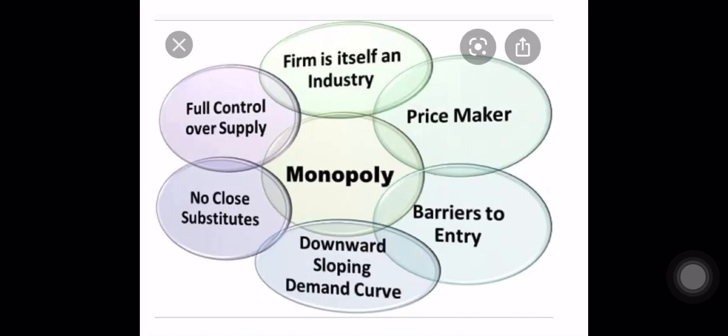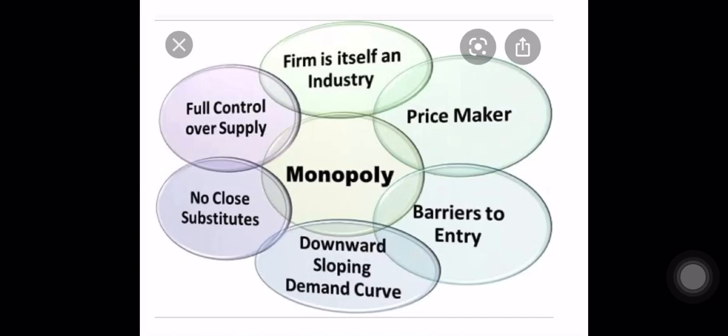With regards to barriers to entry and exit, in a monopoly, there are very high barriers to entry and exit. Hindi madaling makapasok sa industry na may isang monopoly. So, if the monopolist faces competition, he has what we call economies of scale para hindi siya matanggal sa kanyang position in the market. So, it's very difficult to penetrate an industry where there is a monopoly.